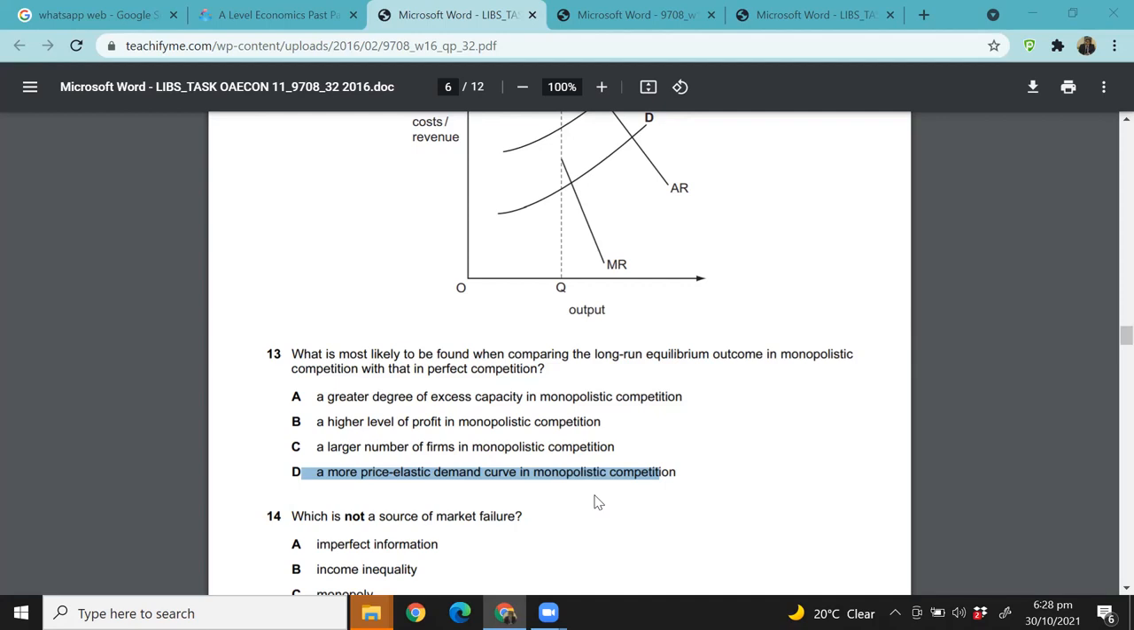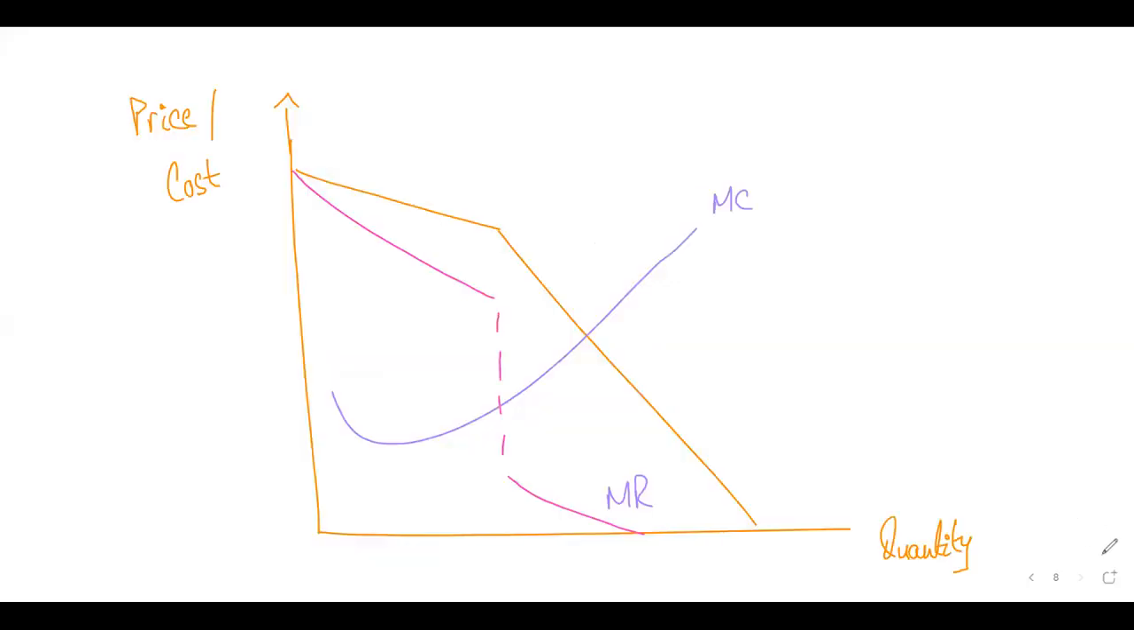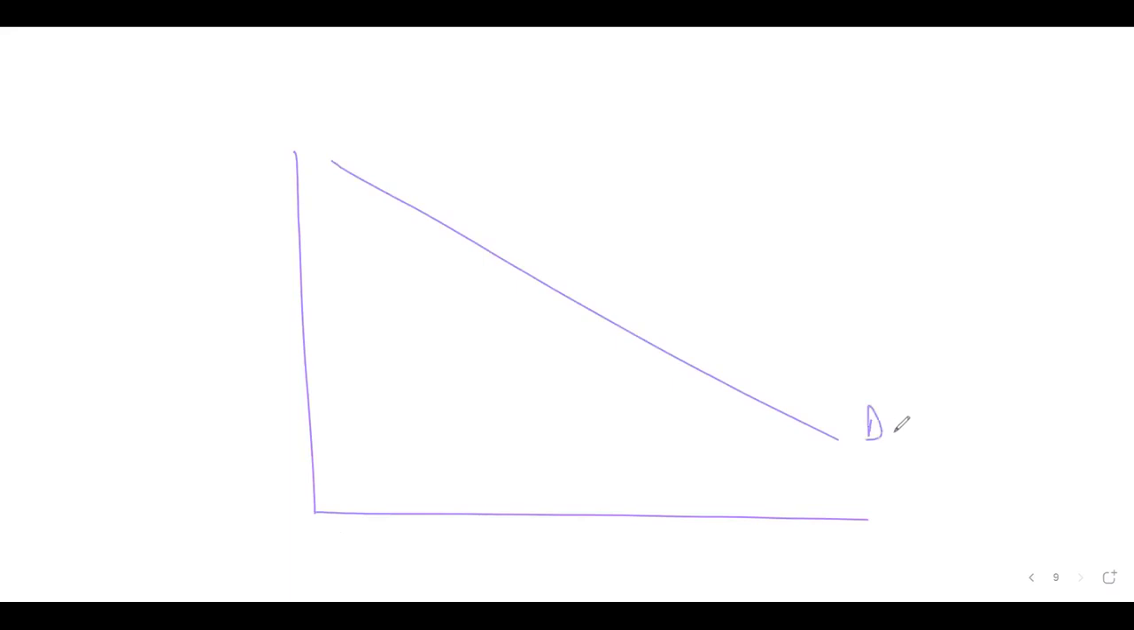So that leaves you with only one option, and that is excess capacity. What does excess capacity mean? Think about this. Do you remember we said that in monopolistic competition, firms are not producing to the point that is allocatively efficient? Think about this. This used to be a demand curve, which is also showing you the price. This used to be your marginal revenue, right? Then this is your marginal cost.